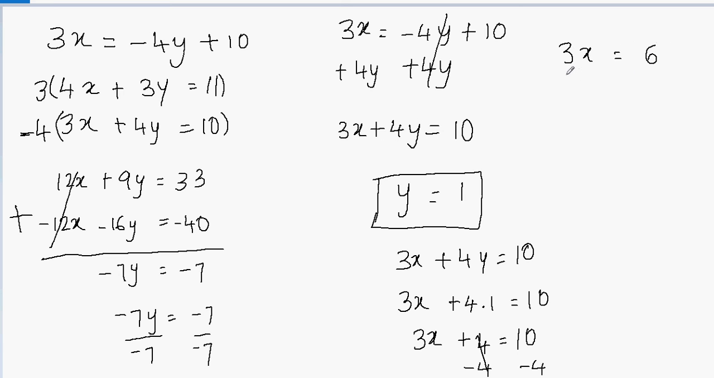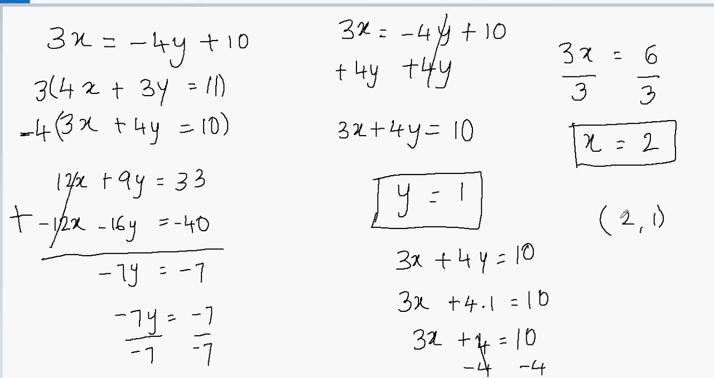And then since I want x by itself, I can divide both sides of the equation by 3. So 3 divided by 3 will be 1, and 1 times x will be just x. And 6 divided by 3 will be 2. So my solution is 2, 1, since you write the x coordinate first and then the y. So I've got 2, 1. This is the solution for the system of equations.